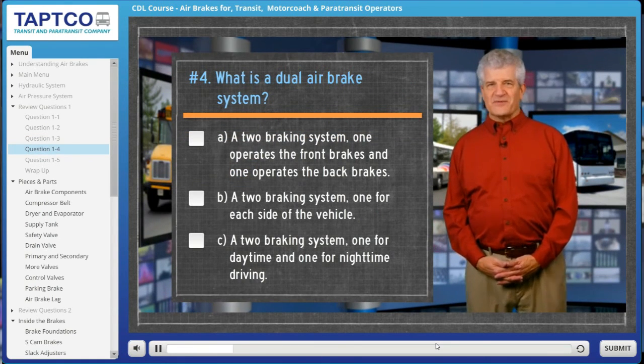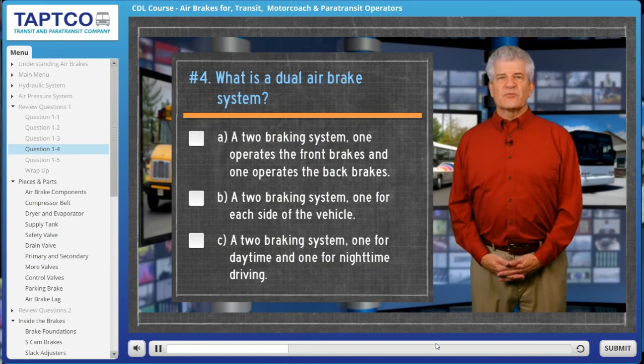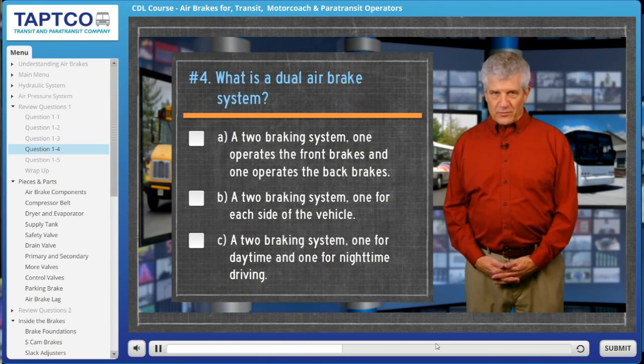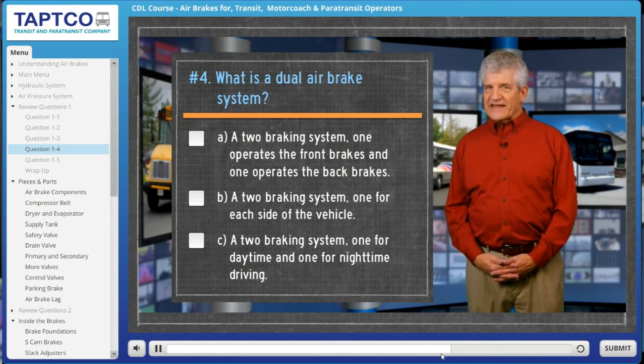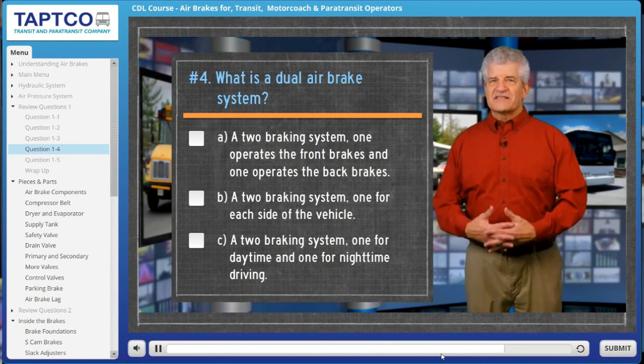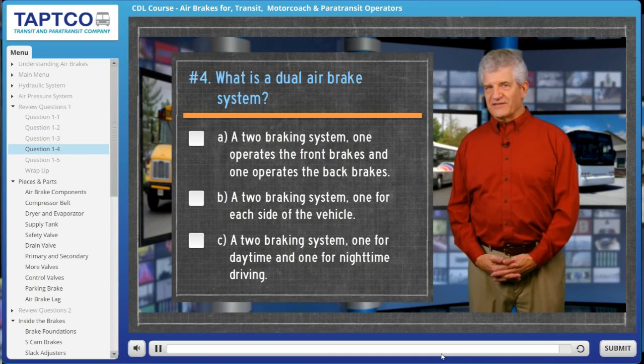Here's one we just talked about. What is a dual air brake system? If you'll recall, we mentioned the primary tank and the secondary tank, providing air to separate systems as a fail-safe against brake failure.